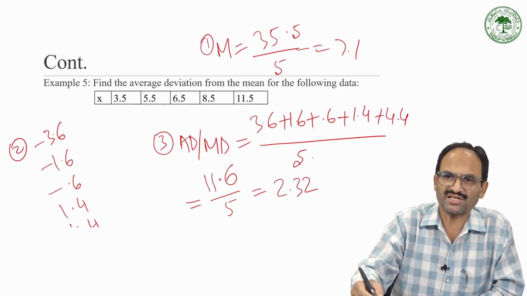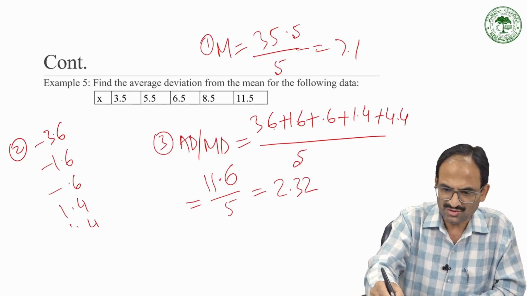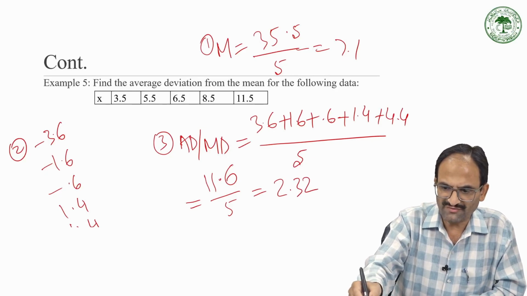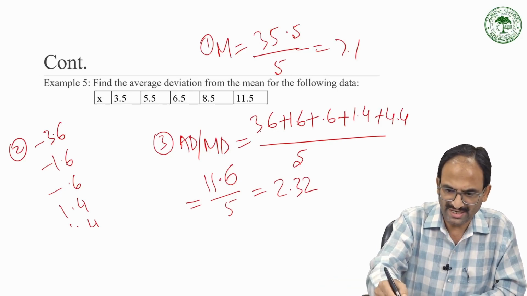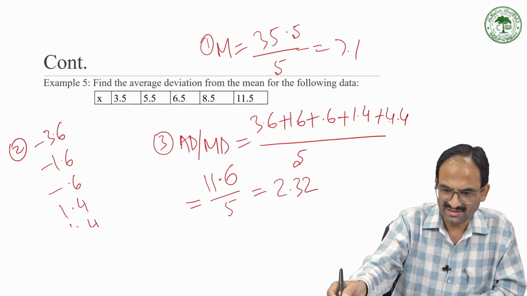Check once more whether you have done it rightly or not. So 6 plus 6 is 12, 12 and 6 is 18, 18 and 4 is 22, 22 and 4 is 26, 2 carry 3, 2 and 5 is 5, 5 and 1 is 6, 6 and 1 is 7, 7 and 4 is 11.